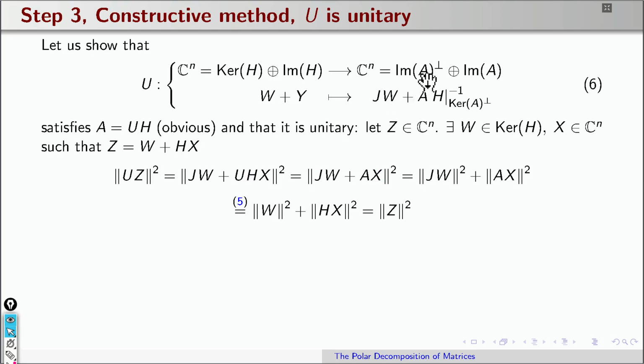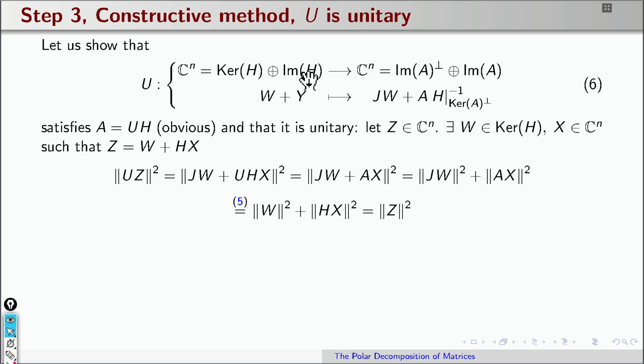We see that JW is in the orthogonal of the image, and this is in the image. So those two vectors are orthogonal. So we use Pythagoras theorem. The square of this norm is equal to the sum of the squares. J is an isometry, so it preserves the norm. We have seen this condition when we proved that the kernel of A equals kernel of H. We proved that AX has the same norm as HX, and now we see again that those are orthogonal.